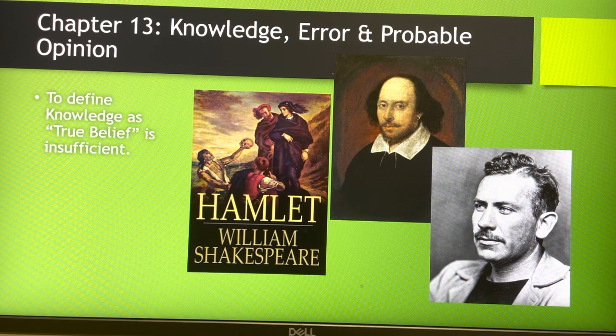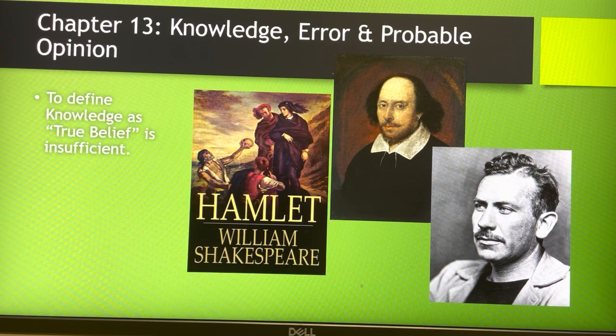Moving on to chapter 13, we find knowledge, error, and probable opinion. So Russell argues here that defining knowledge as true belief, which is what he was doing in the last section, is insufficient. Because as we saw, we could believe something that is true, but for the wrong reasons. And this would be true belief, but not true knowledge.